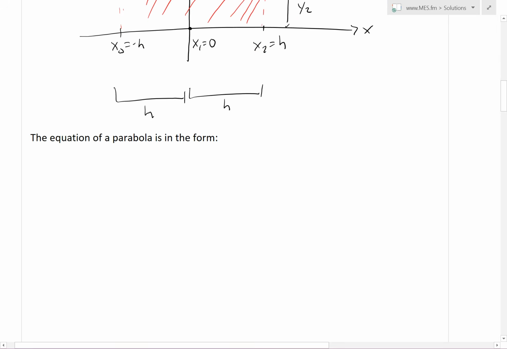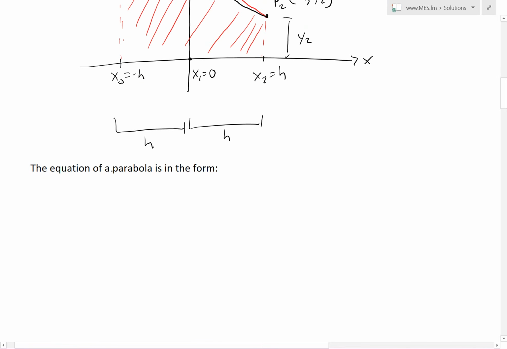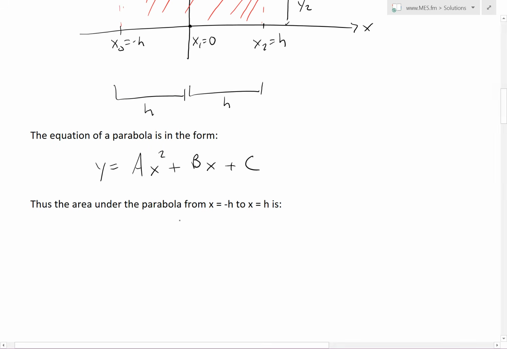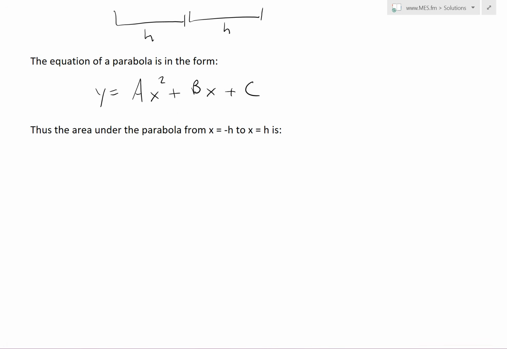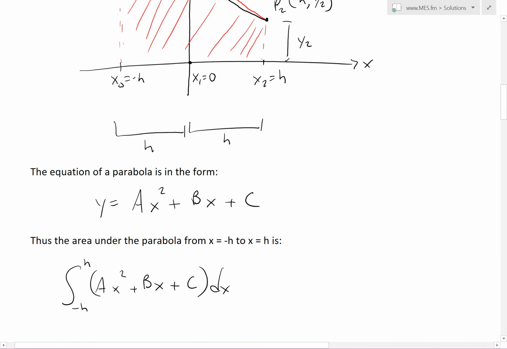Before finding the area of the parabola, we first need to find the equation of a parabola. We know from our earlier videos that the equation of a parabola is written in the form y equals ax squared plus bx plus c, where a, b, and c are constants. Thus the area under the parabola from x equals negative h to x equals h is basically the integral from negative h to h of ax squared plus bx plus c dx. This red parabola is what we're trying to approximate.